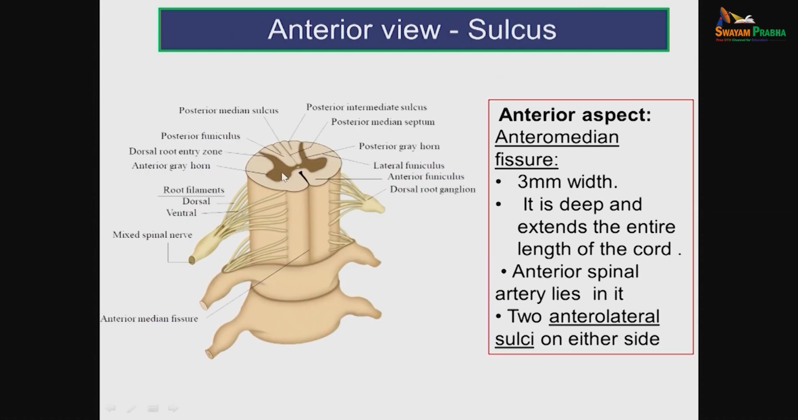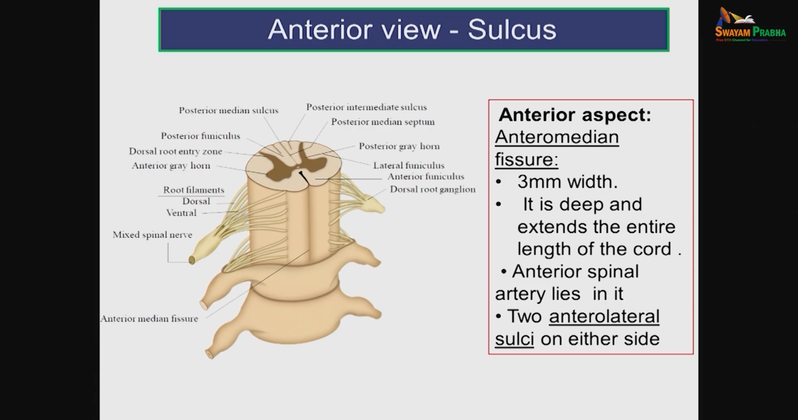So, this is the anterior view. First is the anterior median fissure. It is a fissure which is 3 mm in width. It is deep and it is extending through the entire length of the cord. As you can see from this picture, this anterior median fissure is extending through the entire length of the cord, and the structure present in the anterior median fissure will be the anterior spinal artery. On either side of the anterior median fissure, you can see the ventral roots emerging. We call this sulcus where the ventral roots are emerging the anterolateral sulci on either side.